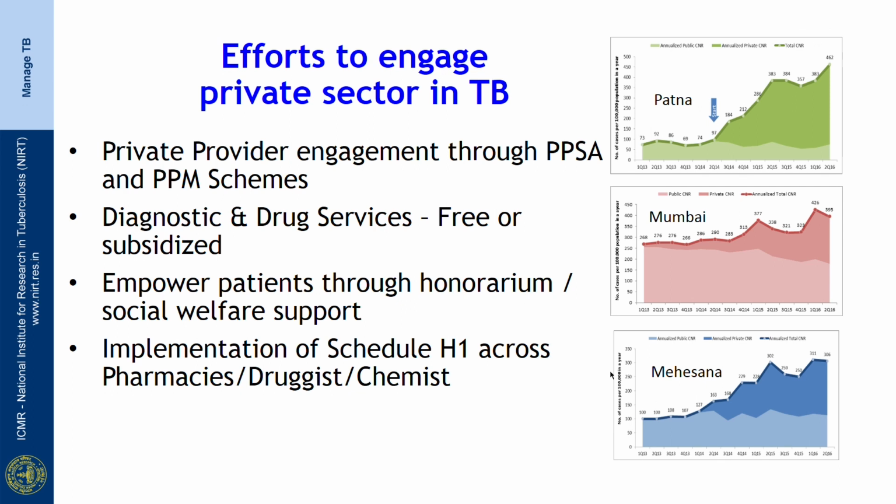So these were various efforts of private sector engagement at the national level. Year on year over the last 3 years, the number of cases notified has increased from 1 lakh in the private sector to 2 lakhs and 3 lakhs in the subsequent years. So in the last year we had more than 3.5 lakh tuberculosis cases notified by the private sector.